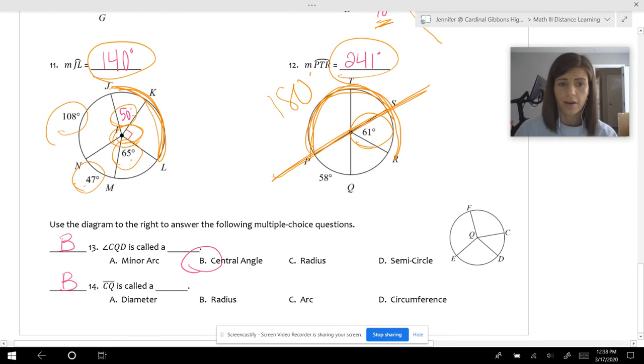And then the last 2 here, the multiple choice, angle CQD right there is a central angle. Remember that a central angle has its vertex at the center. And segment CQ, this segment right here, is a radius in this circle. So that was those 2 answers. All right, so that was a very quick review of Friday's quiz of central angles. Remember that you're using vertical angles. Half the circle adds to 180, the whole circle adds to 360.